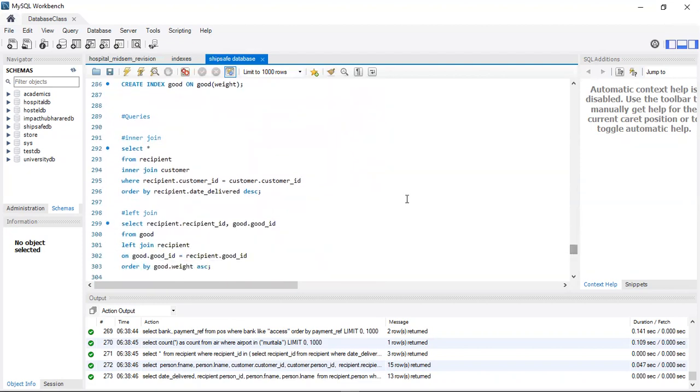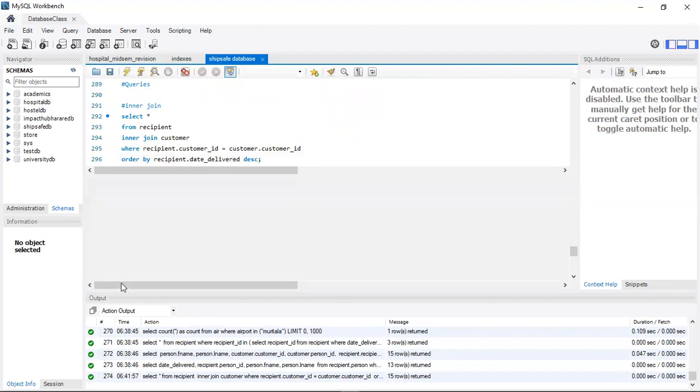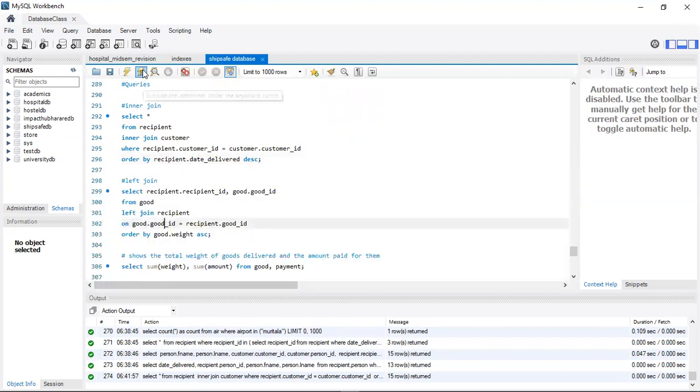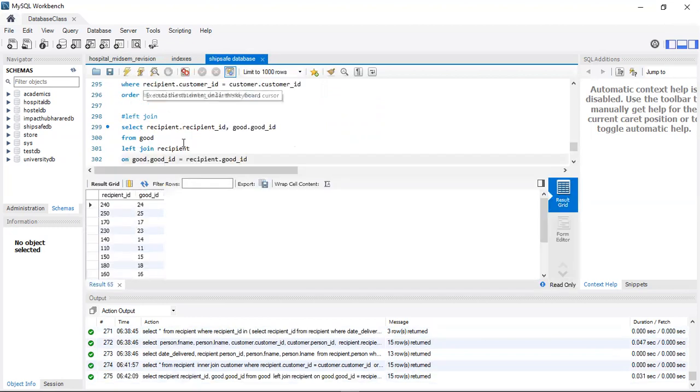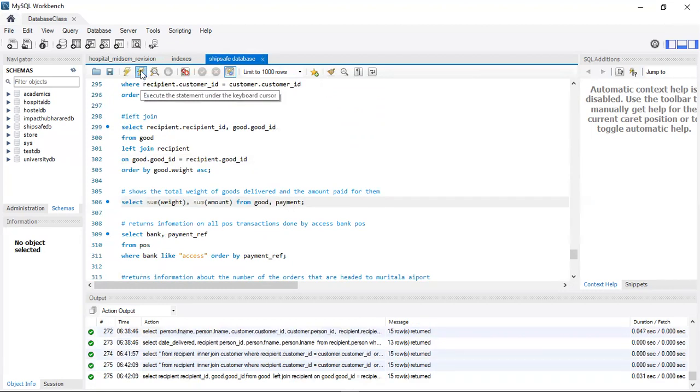Now for the queries. The first, an inner join, generates a comprehensive list of orders. The second is a left join and generates the good and customer, the recipient and the good ID. Then the third shows the total weight of goods and the amount received from them.